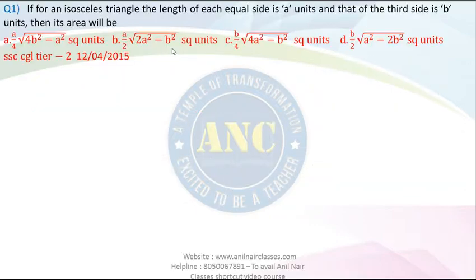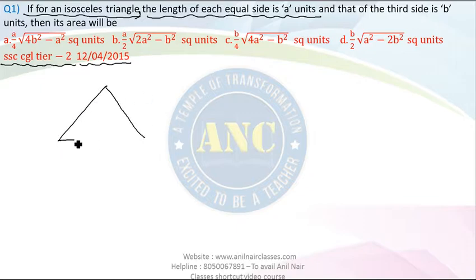First question in this isosceles triangle. It's a very, very easy question, but see the question. It is SSC CGL Tier 2 question which was asked in the year 2015. Sir, what is that question? If for an isosceles triangle the length of each equal side is A units.